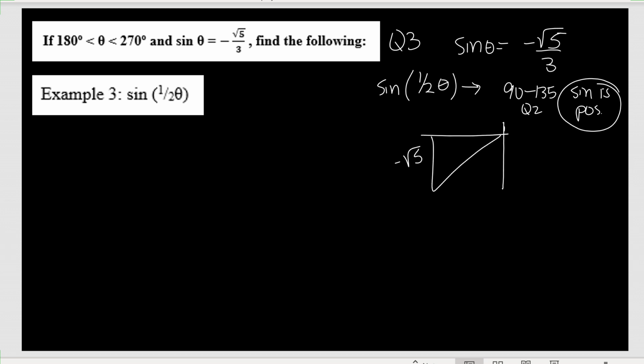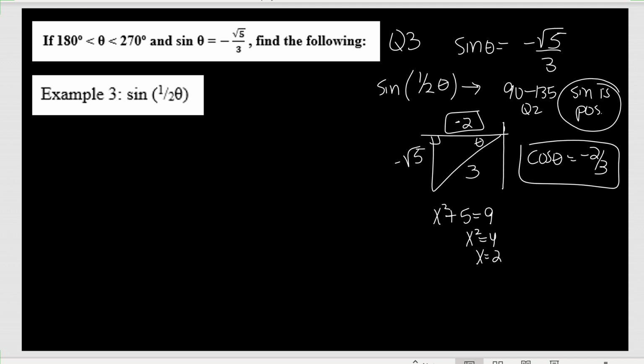So negative square root 5 and 3 are my values for sine of the angle in quadrant 3. I need the x to get my cosine of theta. So let's see, that would be x squared plus y squared equals the hypotenuse squared. So x squared plus 5 equals 9, x squared equals 4, so x equals 2. So our cosine value is actually going to be negative 2 over 3. I need that ratio to use to evaluate.